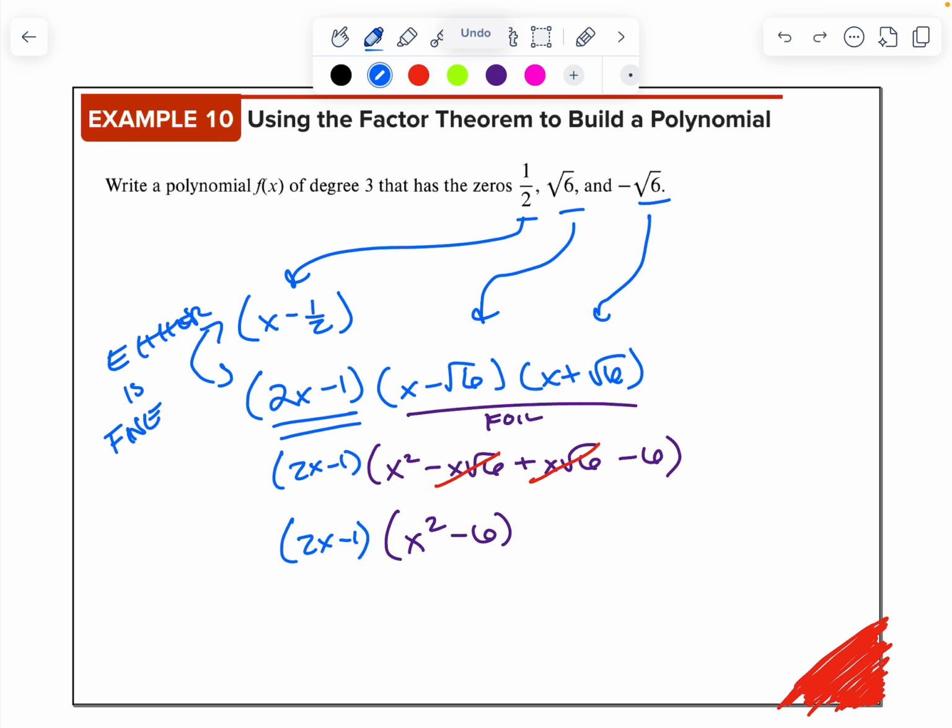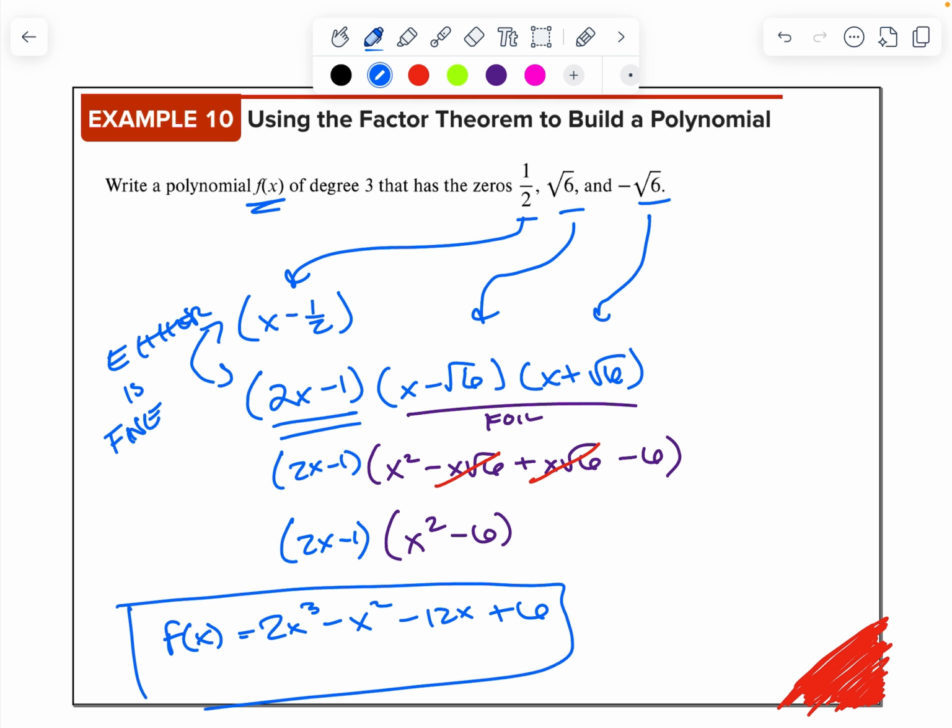And now I need to distribute these 2 together or FOIL. And so that would be 2x to the 3rd minus x squared minus 12x plus 6. It says write a polynomial f of x. This is my f of x. That's one polynomial that you could have gotten. Again, you could have dozens. There's a bunch of options. There's unlimited options. I could have used this and gotten something totally different.